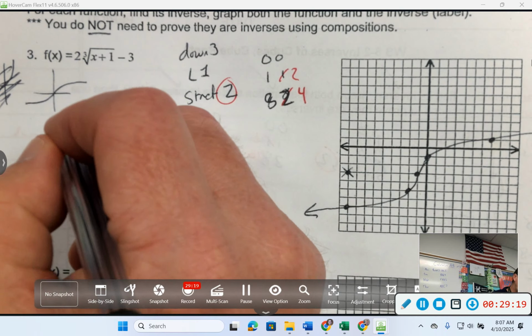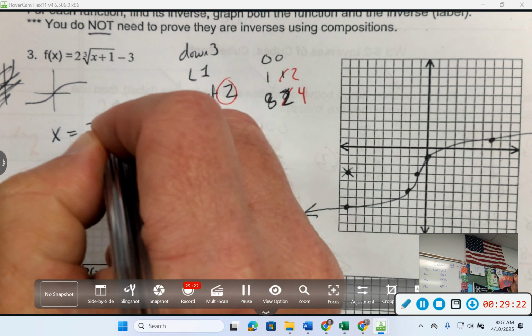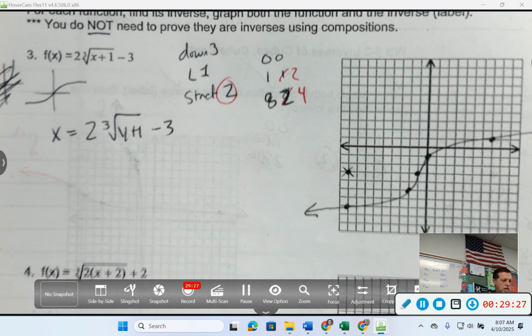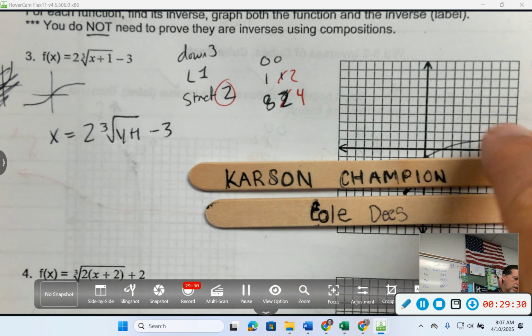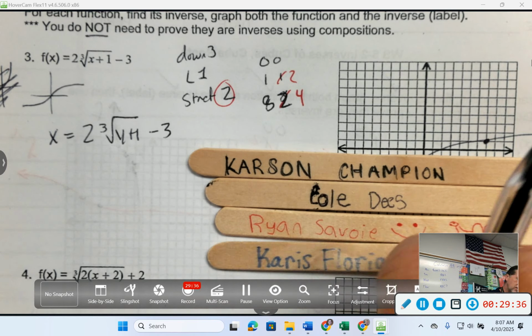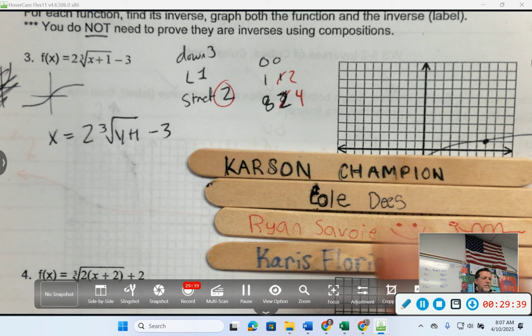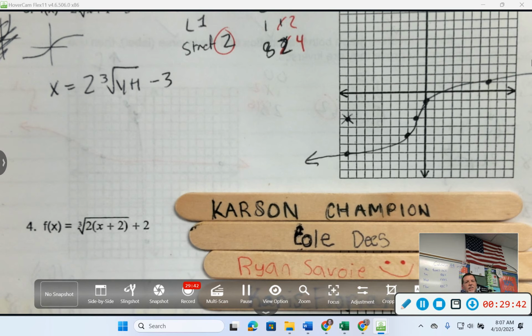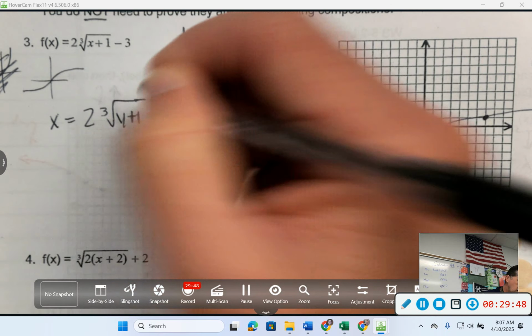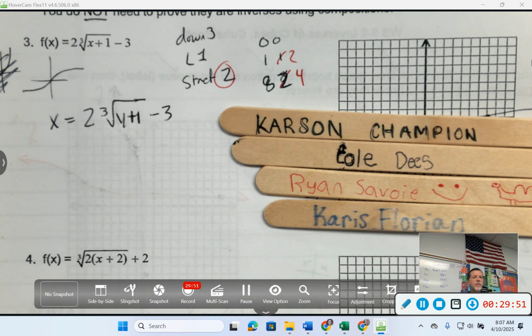Okay, switch things up, so x equals 2 cube root y plus 1 minus 3. Goodness, like 4 steps to get y by itself, maybe? Sloppy handwriting. All right, Carson, I want to get y by itself. So what do you want to do first? Add 3 to the left side. Okay. Cole, what would we do next? Divide by 2.